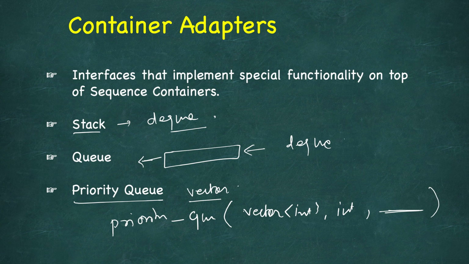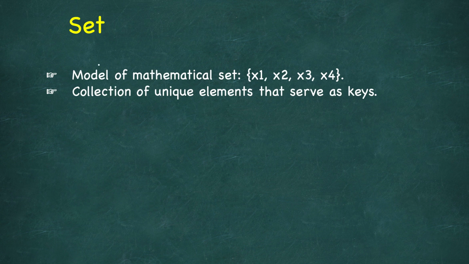Now let's look at some of the associative containers. So first one is set. So we also have unordered set. So we are talking about both ordered and unordered versions. And these are models of the mathematical set. So in mathematics, we have a set. We are not allowed to have duplicates. So a collection of unique elements that serve as keys. All the associative containers will have some key. So here values themselves are acting as keys. So ordered sets are implemented using balanced binary search trees, and unordered versions are implemented using hash tables.